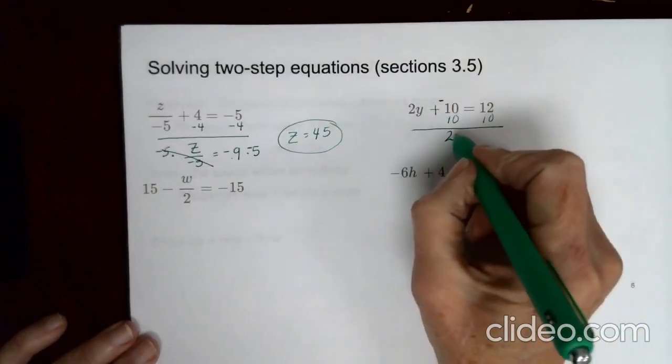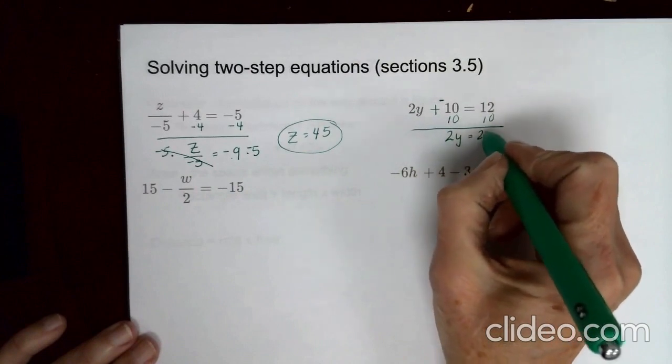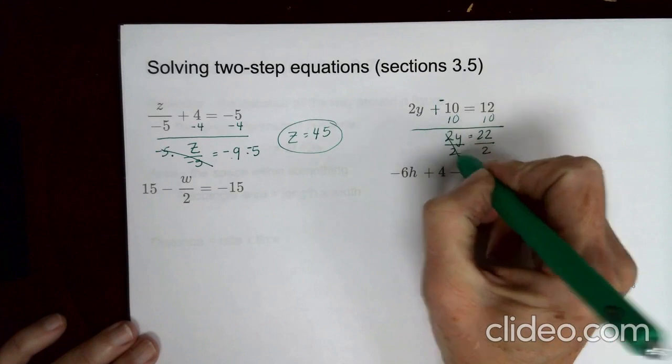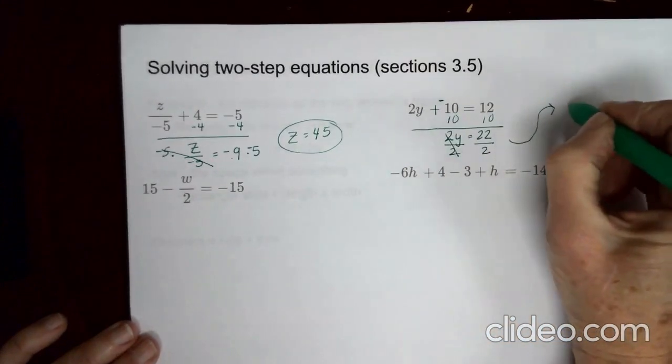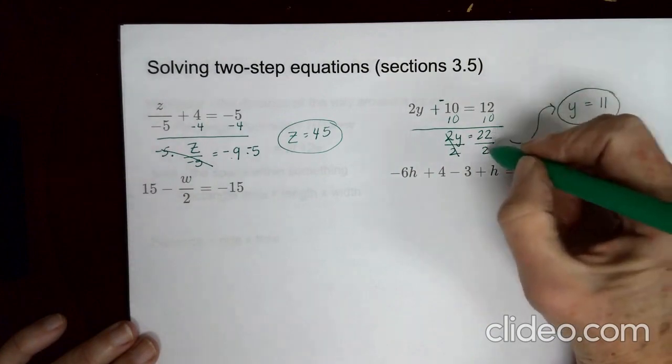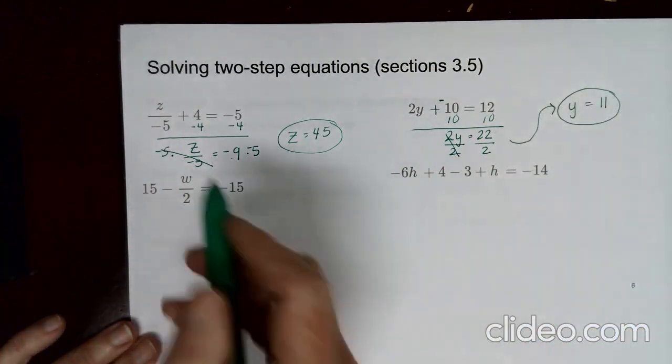So I have 2y equals 22. I'm going to divide by 2. And I'm going to find out that y is equal to 11, because 22 divided by 2 is 11.